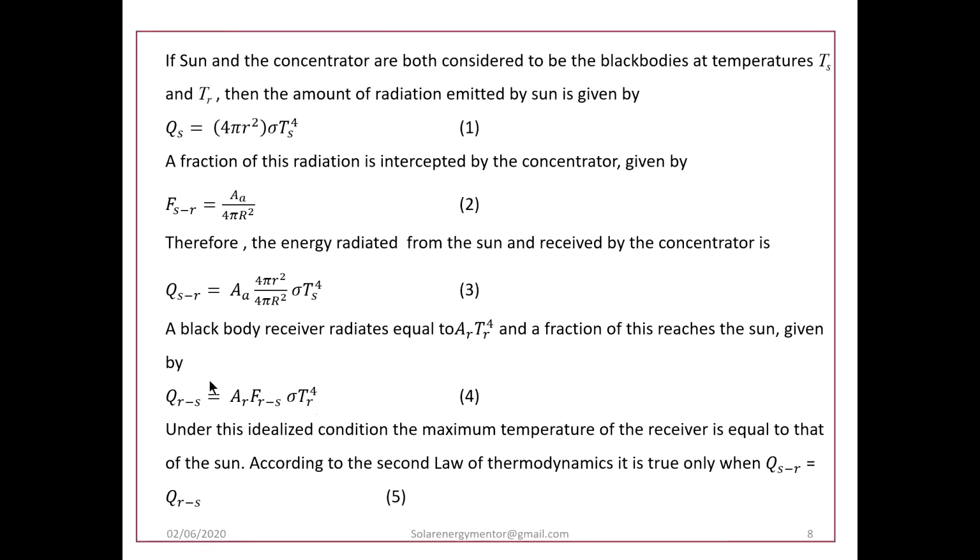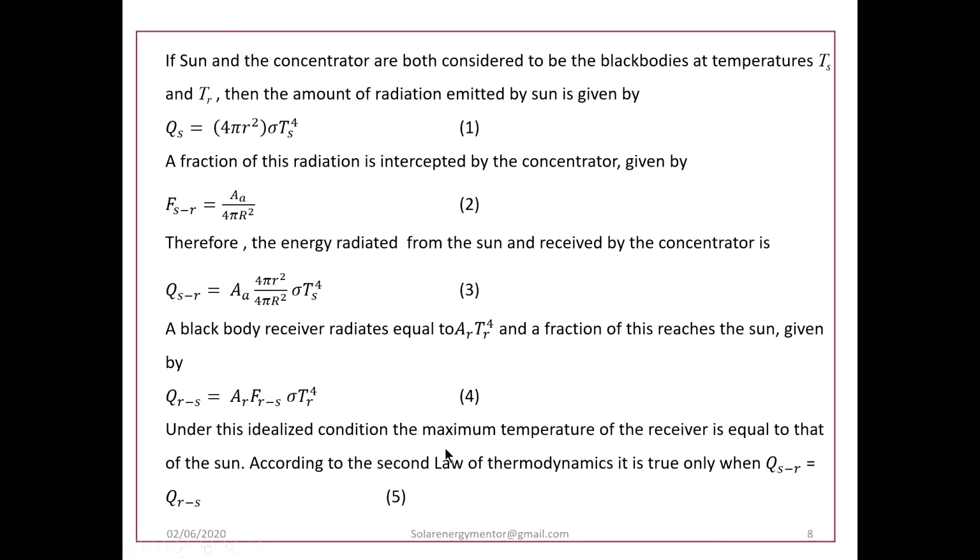Then a black body receiver also radiates an amount of energy equal to AR sigma TR raised to 4, and a fraction of this reaches the sun, which is given by QRS, the heat radiated by the receiver to the sun, equal to AR, the surface area of the receiver, FRS the shape factor for receiver to sun, and then sigma the Stefan-Boltzmann constant, TR the temperature of the receiver raised to 4.